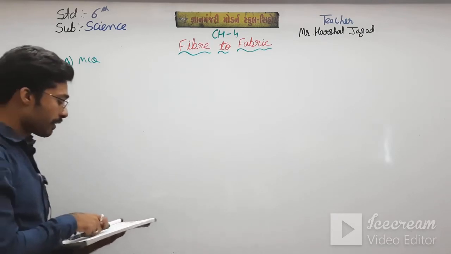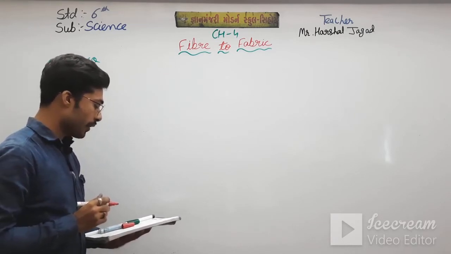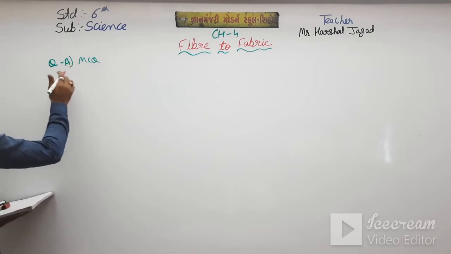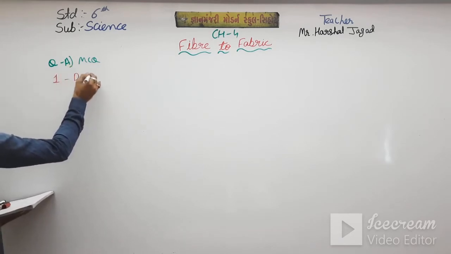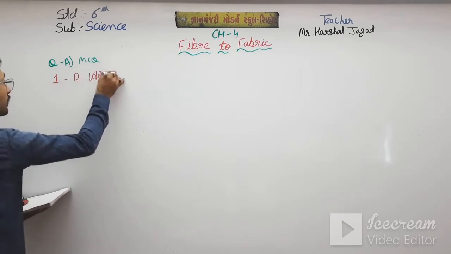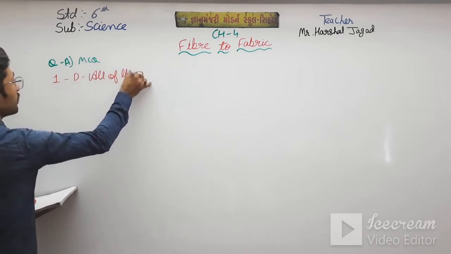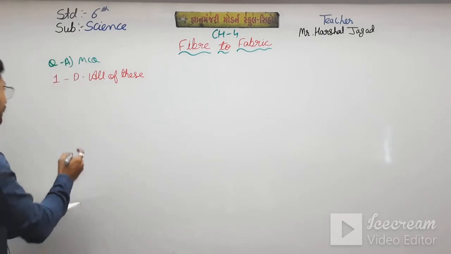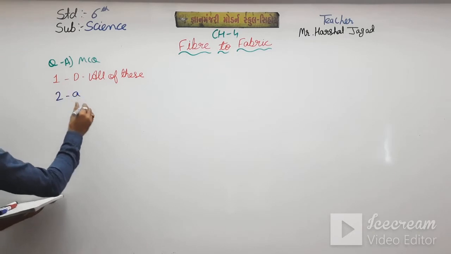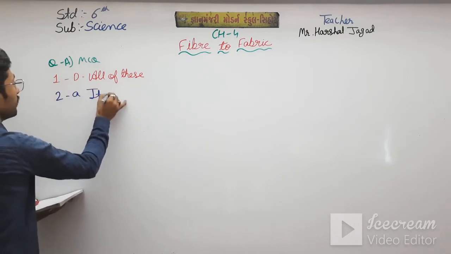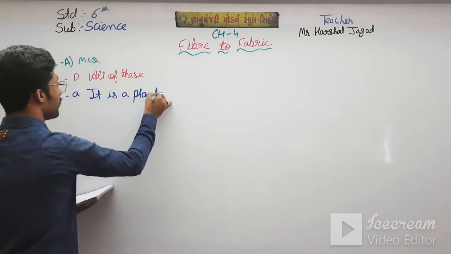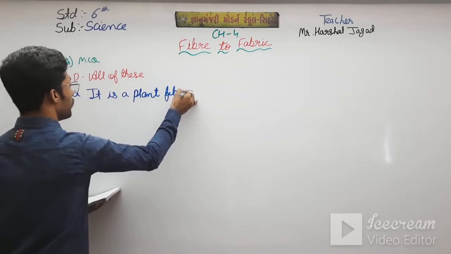Which of this is a plant fiber? Cotton, silk, coir, or all of this? So in that it will come, here in the first answer it will be D, that is all of this. Okay students, and next one, that is which of this is true about silk cotton? See here in that second one it will come A, that is it is a plant fiber. Okay.